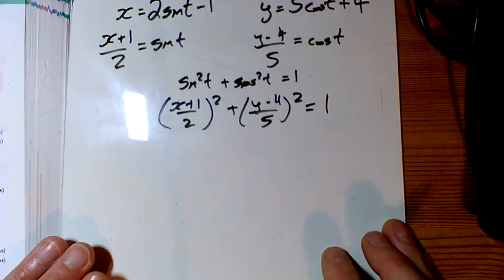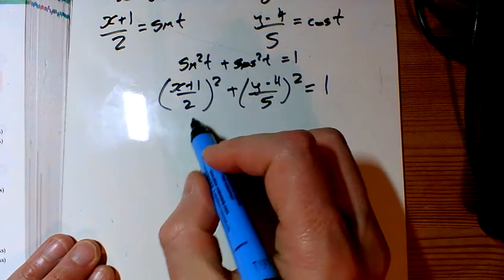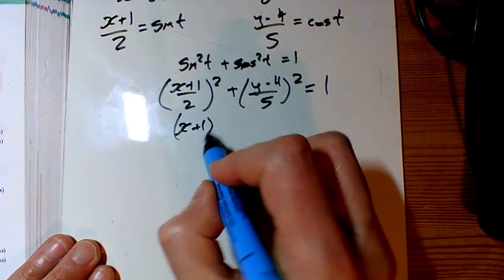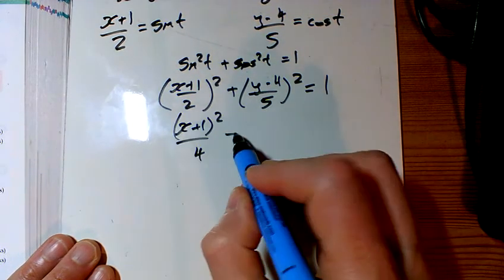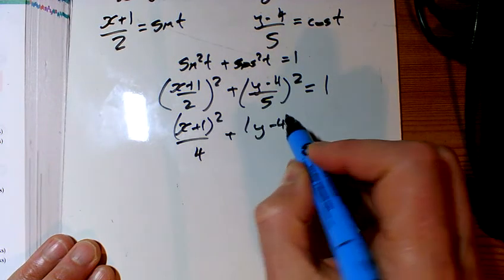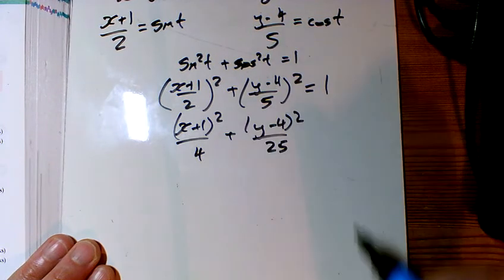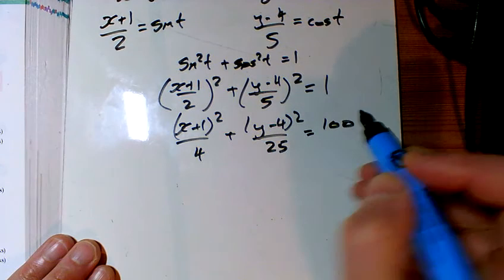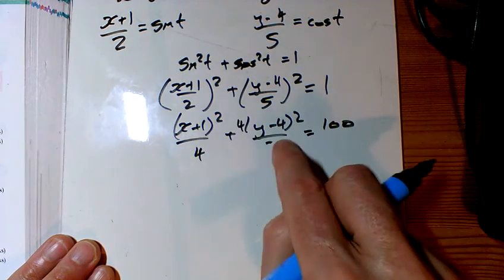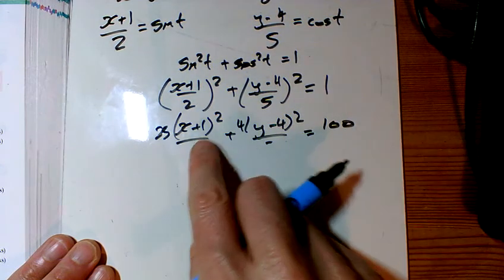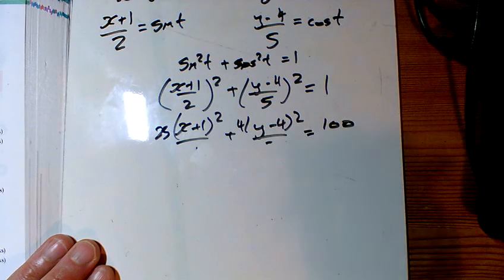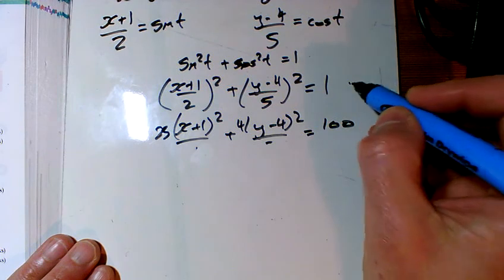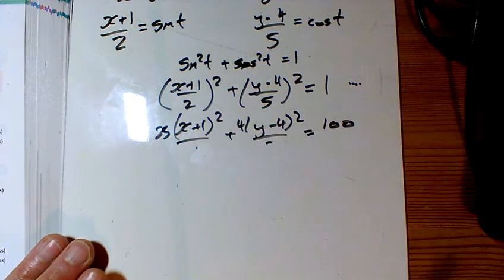And we can play about with tidying that if we want to. I'm not going to square this; I'm going to leave that as it is. I could put that over 4, I could put that over 25, and then maybe I could times the whole thing by 100. So if I times that whole thing by 100, I could get what the answer book gives, which is that. But we were okay at that point there. At that point, we already had a Cartesian equation.